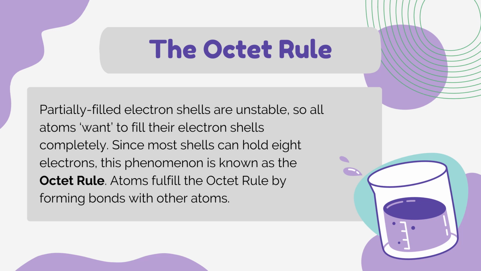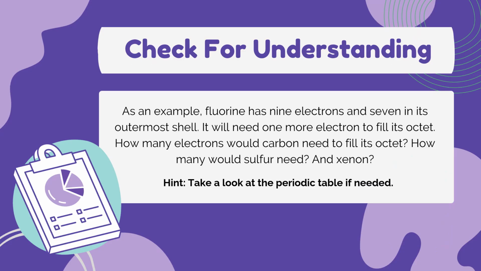Octet, you know, octa means 8. So it wants 8 electrons to complete. Atoms fulfill the octet rule by forming bonds with other atoms. For your understanding again, as an example, fluorine has 9 electrons and 7 in its outermost shell. It will need one more electron to fill its octet.